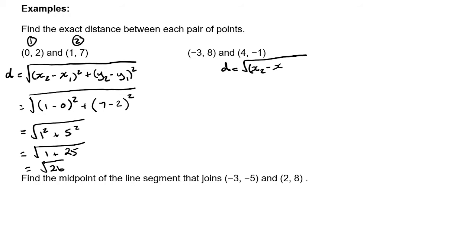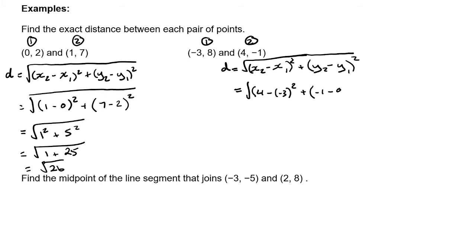And I'm starting just like before with my formula, just so I remember exactly what I've got to do. And that's really handy. There's 1, there's 2. So second x, 4 minus 3 all squared, plus minus 1 minus 8 all squared.